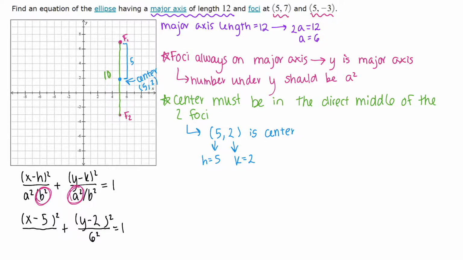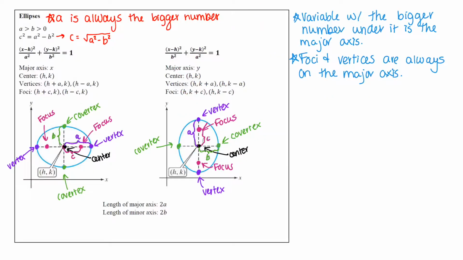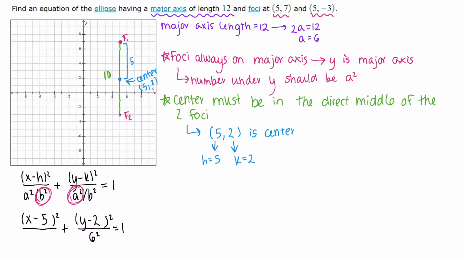And now all we have left is figuring out what b squared is. So let's think about what we have here. I have a, I have h and k, I know where the foci are, and I also know the distance between the center and the foci. Back in our picture, the distance between the center and the foci is the distance c. So we actually know what c is. This 5 has to be c.